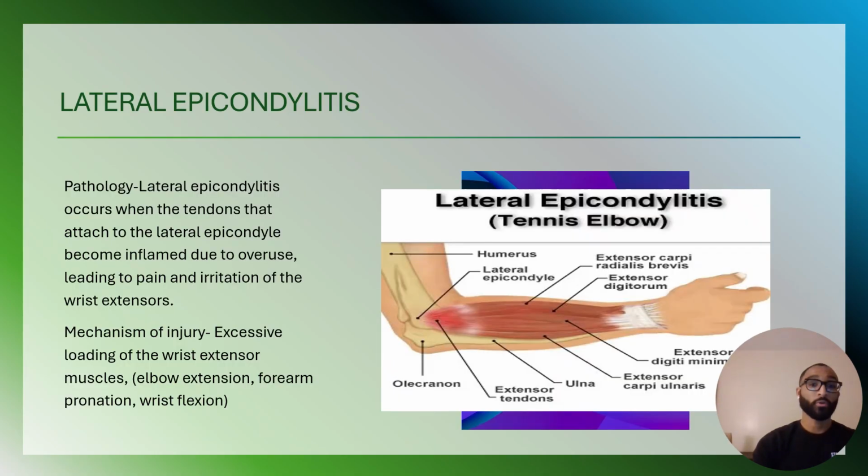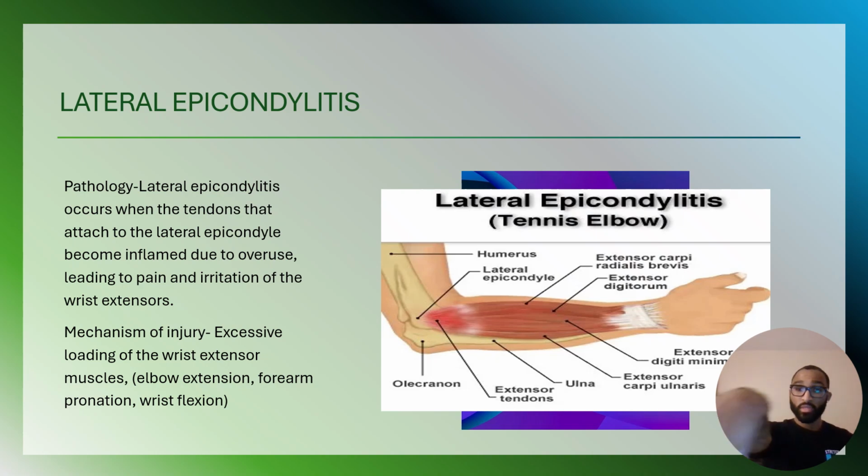All right, so now we're just going to go ahead and define what lateral epicondylitis is. So lateral epicondylitis is a pathology that occurs when the tendons that attach to the lateral epicondyle become inflamed due to overuse, leading to pain and irritation of the wrist extensors. And then the mechanism of injury is excessive loading of the wrist extensor muscles. And then the specific motion that loads the wrist extensors or pulls the wrist extensors in their most taut position is going to be elbow extension, forearm pronation, and then wrist flexion.